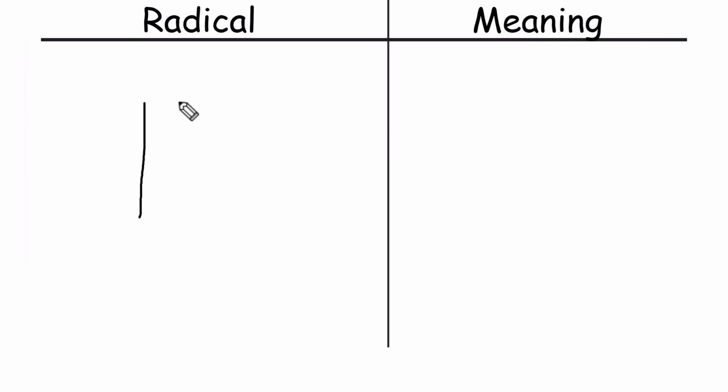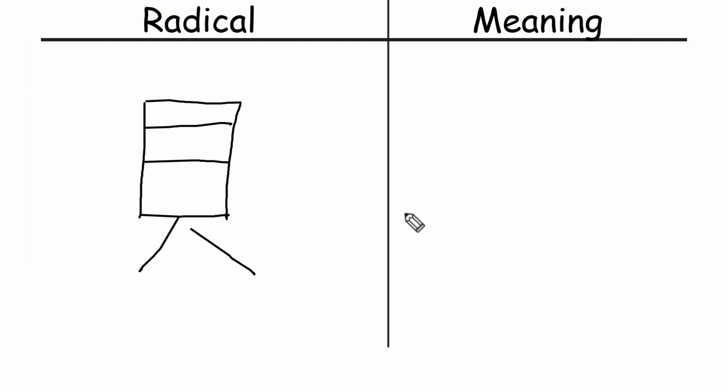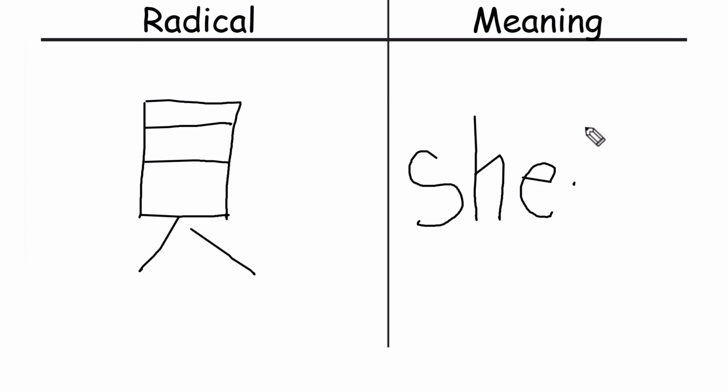Next, let's look at the shell radical, written as bei. This radical is often found in characters related to money or valuables, like expensive or wealth. Understanding this radical helps you recognize characters related to treasure, wealth, and precious items.